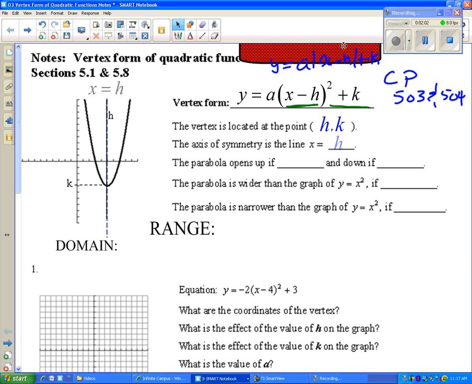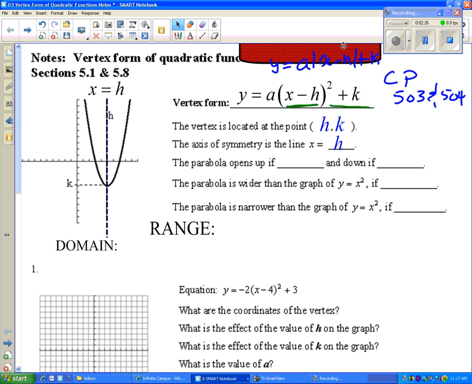And so that also draws in my axis of symmetry, x equals h. Notice I put this in as a dotted line. It's not actually part of my graph. It just shows that it's symmetrical. The left side and the right side match each other. It's a mirror image of each other.